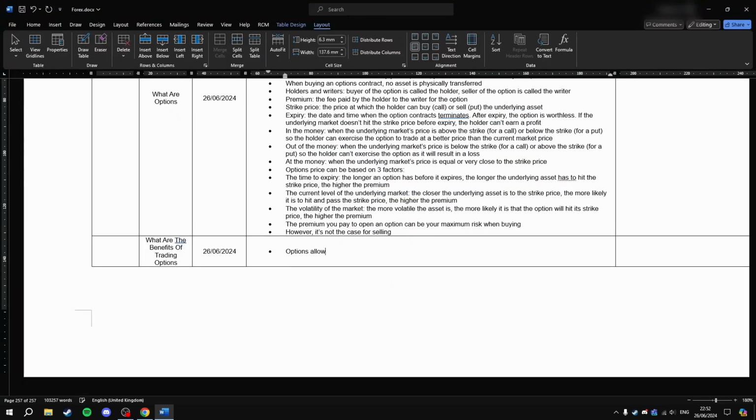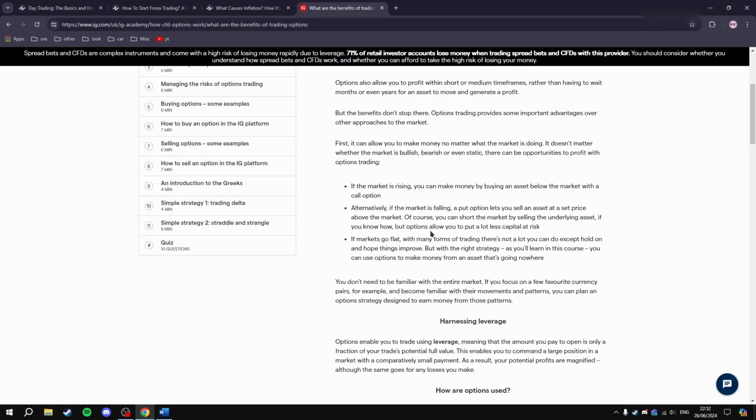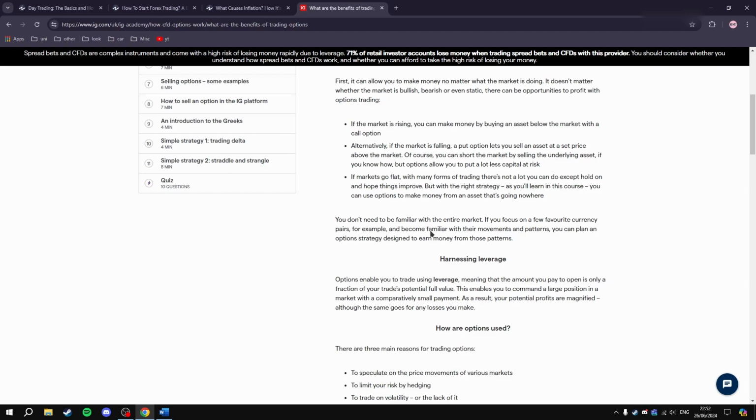But the benefits don't stop there. Options trading provides some important advantages over other approaches to the market. First, it can allow you to make money no matter what the market is doing. It doesn't matter whether the market is bullish, bearish, or even static, there can be opportunities to profit with options trading. If the market is rising, you can make money by buying an asset below market with a call option. Alternatively, if the market is falling, a put option lets you sell the asset at a set price above the market. Of course, you can short the market by selling the underlying assets if you know how, but options allow you to put a lot less capital at risk.